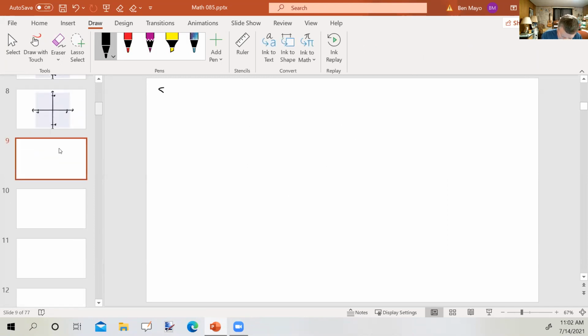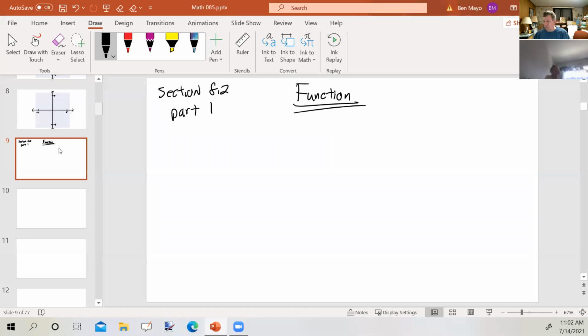Okay, anyway, having said that, let's move forward. We're going to be looking again at section 8.2, and this is part 1. Today, we're going to talk about something called a function. I want to point out that function starts with fun and ends with shun. We all know what fun is, and we know what shun is too. But anyway, that probably has nothing to do with functions.